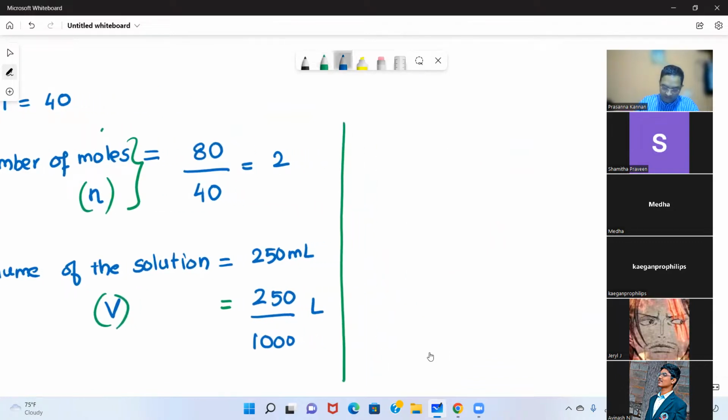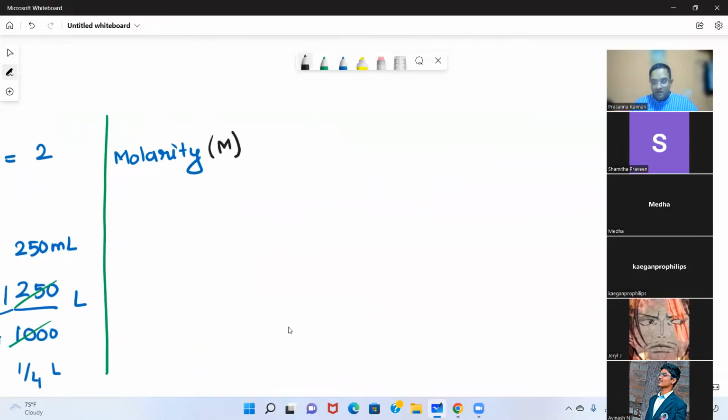So now if you want, you can simplify it further. 250 by 1000 is what? 1 divided by 4, correct? So it is 1 by 4 liters. Therefore, molarity M is equal to number of moles N divided by the volume of the solution in liters. So number of moles we have seen, it is 2. And what is the volume of the solution in liters? 1 by 4. So this 4 comes to the top. Therefore, it is an 8 molar solution. If the molarity of the solution is 8 molar, that's the answer.